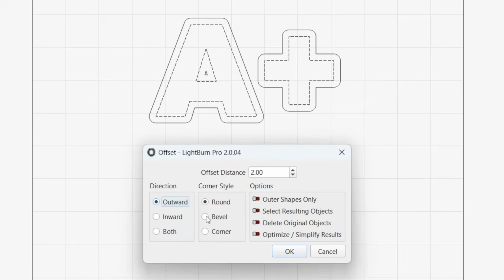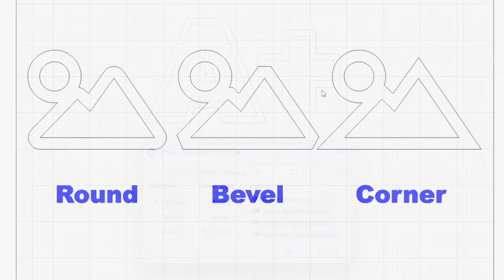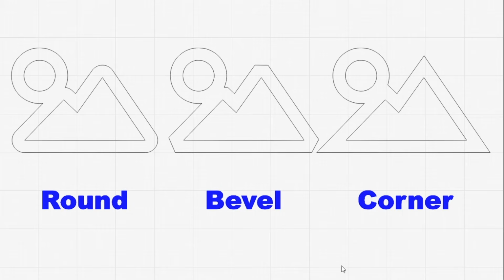Corner style controls the appearance of the corners generated in the offset shapes. The options for this are round, bevel, or corner. This is largely a personal preference, depending on your goal for the new shape.